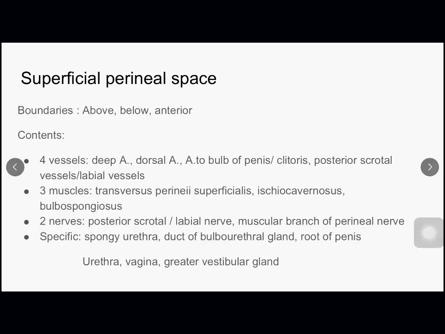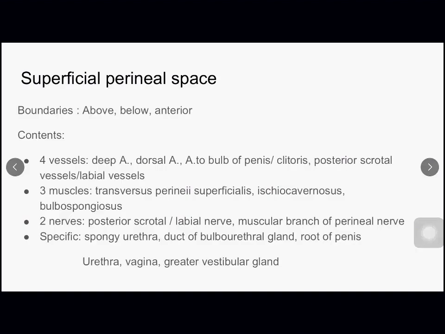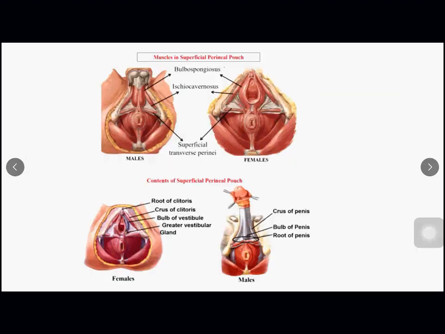And I told you specific content will also be there. So in case of males, you have spongy urethra here. You can see in the superficial perineal space, you have the spongy urethra, and you have the duct of bulbourethral gland, and you have the root of penis. So root of penis in turn has the bulb of penis and the crus of the penis. Both of them together we'll be calling it as root of the penis. So this is the content in males.